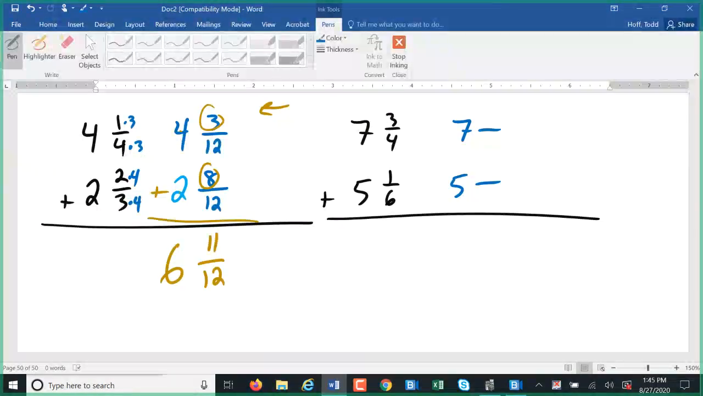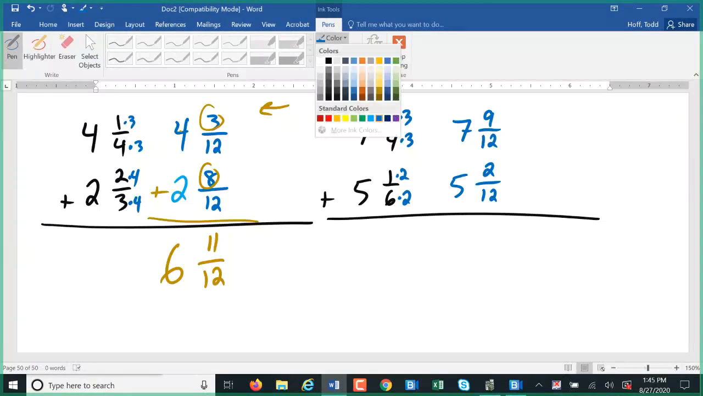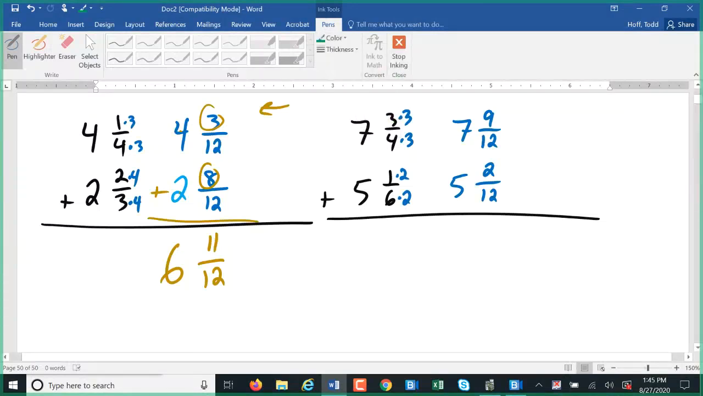For 3/4 and 1/6, their common denominator, well, actually, once again, comes out to be 12 as our least common denominator. 4 times 3 makes 12, so we do 3 times 3 is 9. 7 and 3/4 is equivalent to 7 and 9 twelfths. 6 times 2 makes 12, so 1 times 2 is 2. We have common denominators. Now again, we start at the right and we work our way back to the left. 9 twelfths plus 2 twelfths is 11 twelfths.